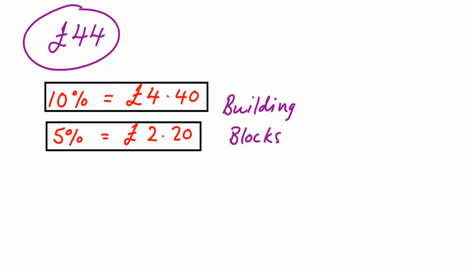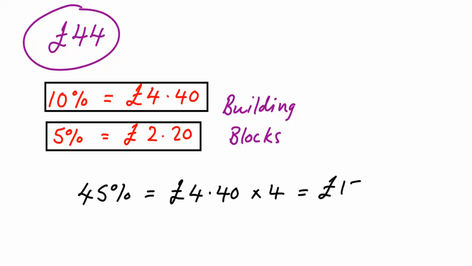So choosing some different percentages this time, let's choose, say, 45%. Now this could be done again in two ways. I could have 4 lots of 10%, so that would be 4 lots of £4.40, which would be £17.60. Then I would have to add on 5%, which was £2.20, giving me a grand total of £19.80.